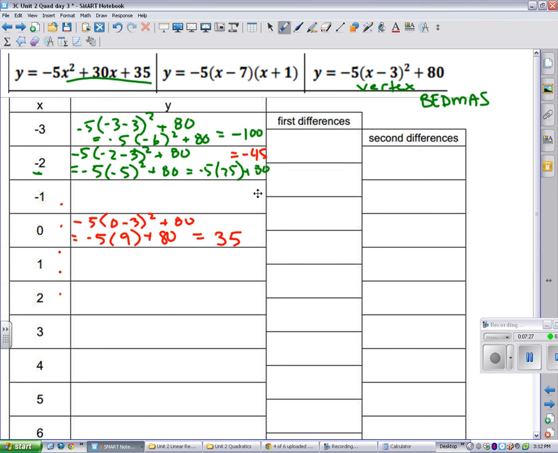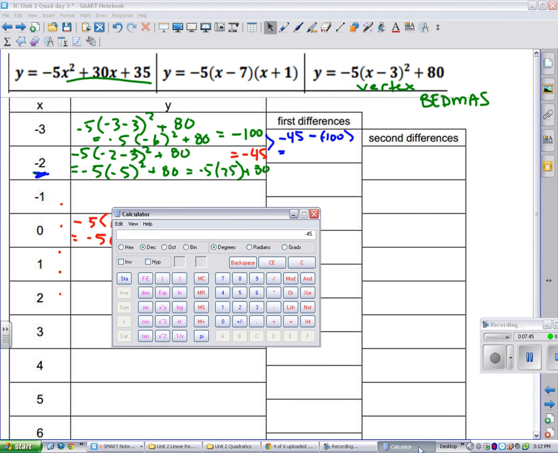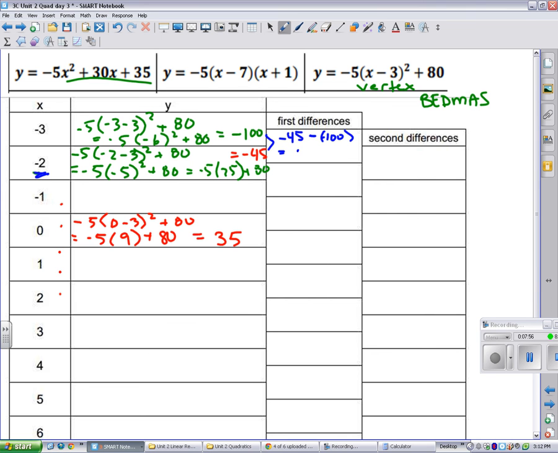Now the first differences are calculated by subtracting the thing that is lower in the table. So I've got -45, subtract the one that was up above, subtract -100. So that really turns out to be -45, add 100, but you can type it into your calculator, 45, negative, subtract 100, negative, and we get the value of 55. So this is +55.